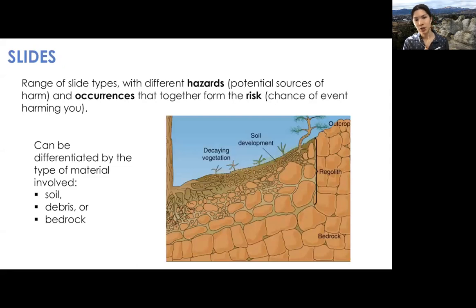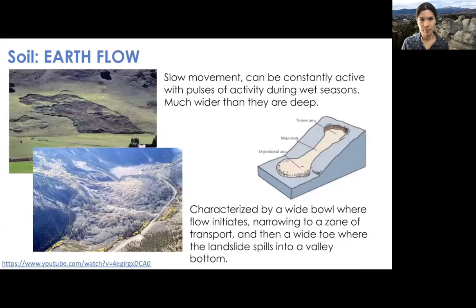These slides are going to be differentiated by the type of material that's involved. And that's going to tie this back to the first part of the lecture when we talked about weathering. So I'm going to go through several slide types. We're going to start out with slides that mostly involve soil at the top of this diagram. Then we'll go into types that involve debris, so that's the soil plus the deeper regolith. And then we'll end with slides that involve bedrock. Okay, so we'll start out with soil.